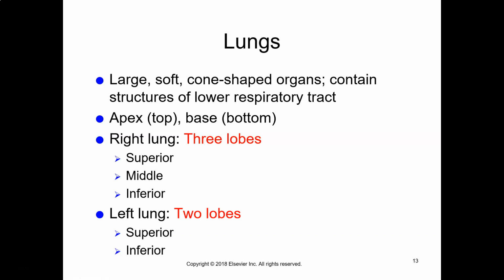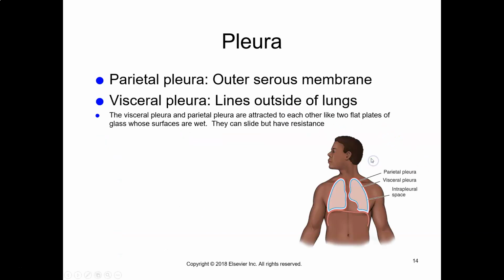Lungs are large, soft, cone-shaped organs, and they contain what we've talked about, the structures of the respiratory tract. There's the apex, which is the top, and the base, which is the bottom. The right lung has 3 lobes, and the left lung has 2 lobes. The parietal pleura is the outer serous membrane. We talked about that. The visceral pleura lines the outside of the lung. So you'll see the parietal is out here. It's a serous membrane on the outside, and the visceral lines the outside of the lung.